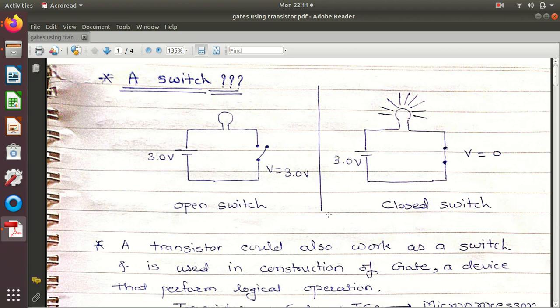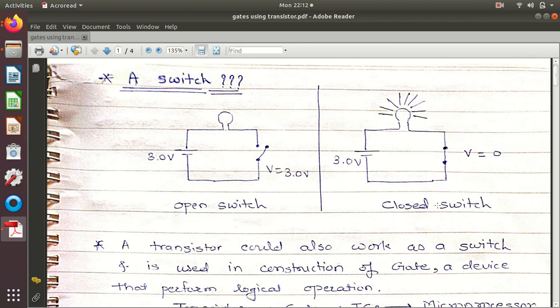On the other hand, if it is a closed switch, then obviously the current will flow through the circuit and the light will turn on. In this condition, as the current is flowing through the circuit, we can say that the voltage across this closed switch is equal to 0. Okay. First of all, you should clear your concept of open switch and closed switch.